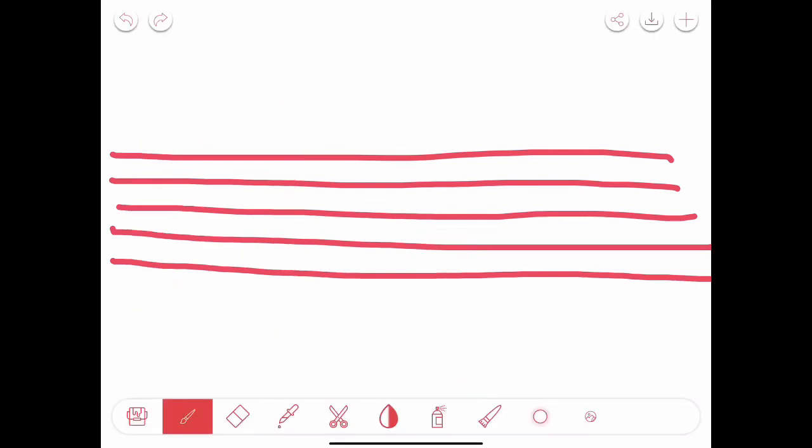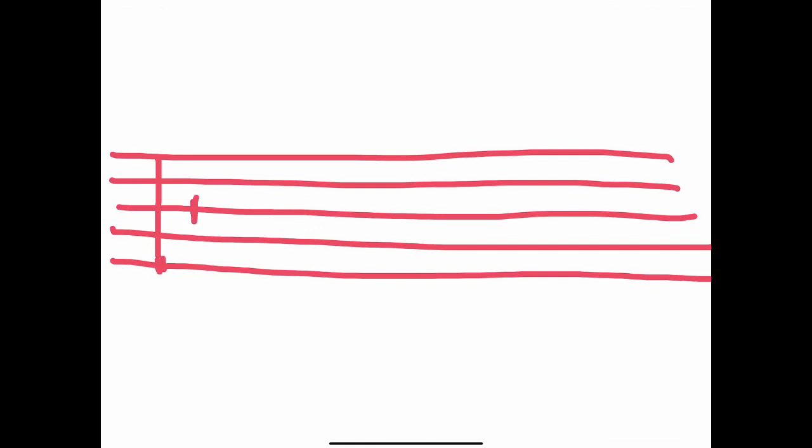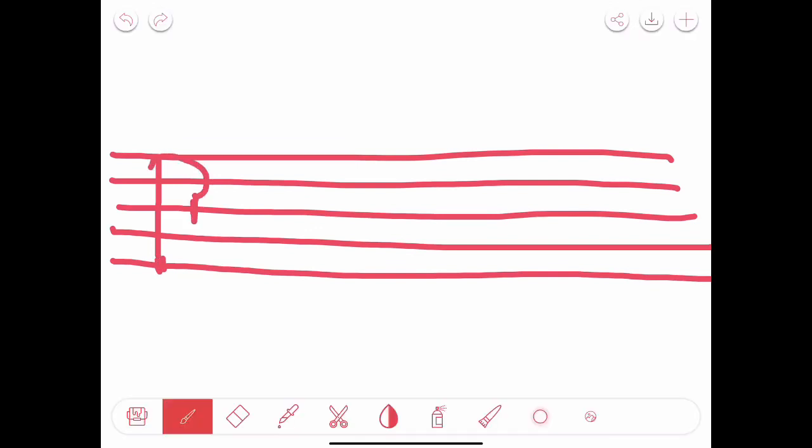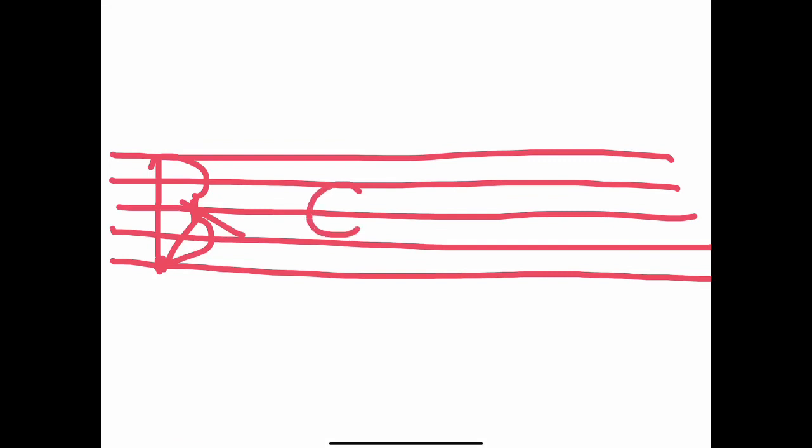Okay? Now let's go to the alto clef. You draw a line. You draw in the middle and go around, like this is connected. And right there when it intersects the staff, this is where your C is. Okay?